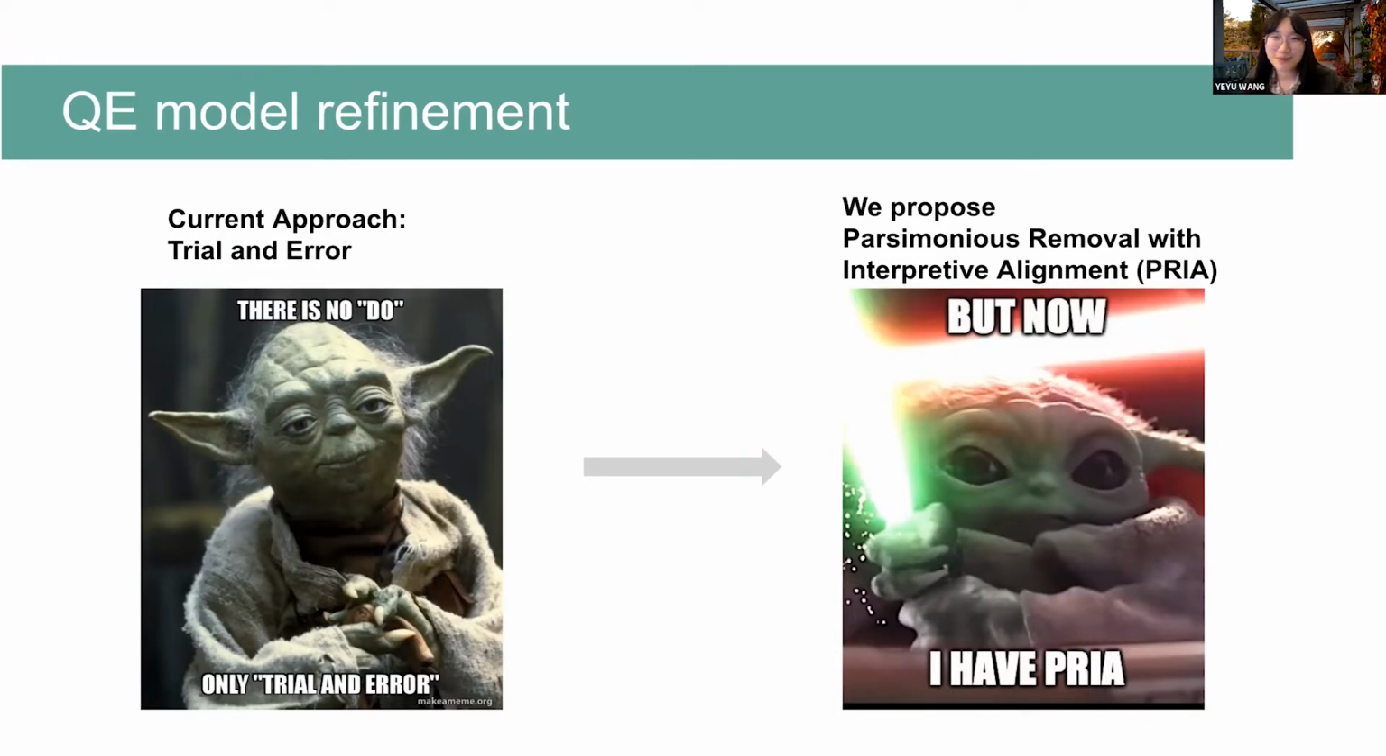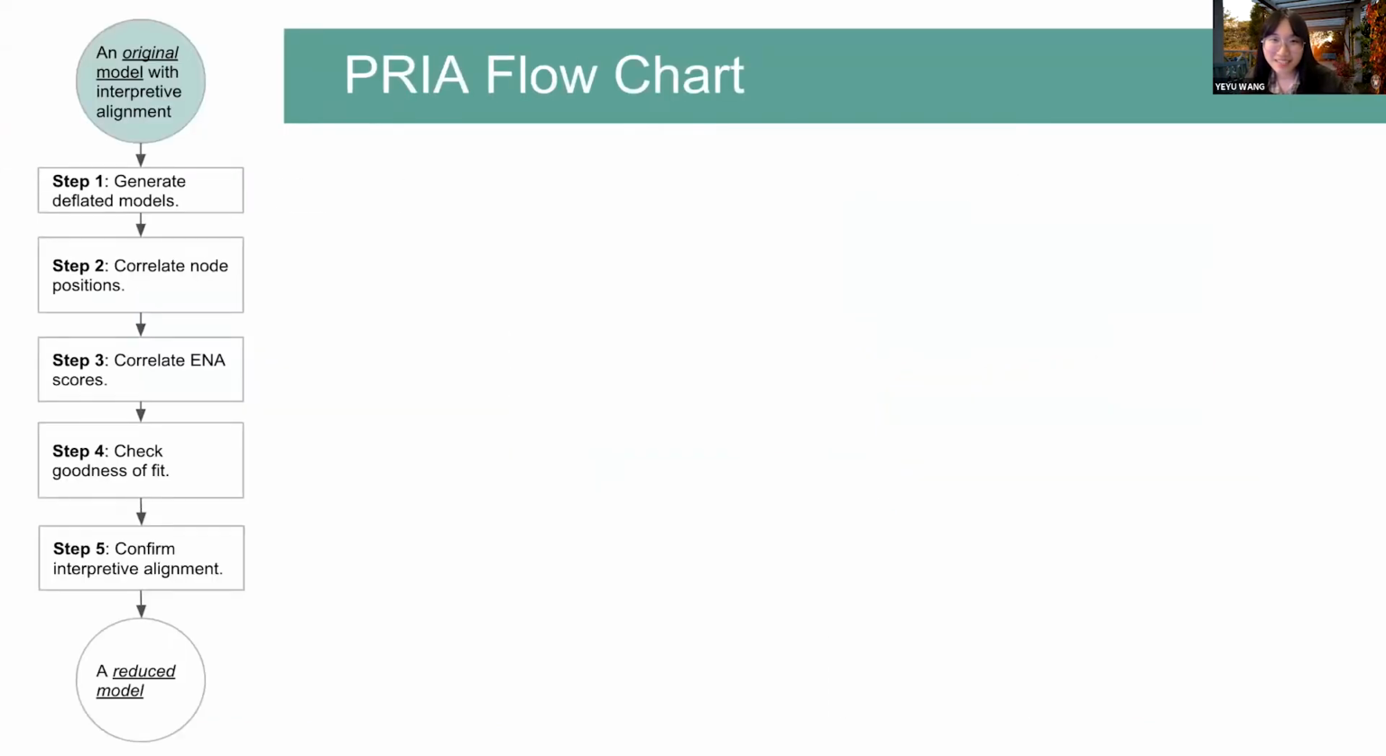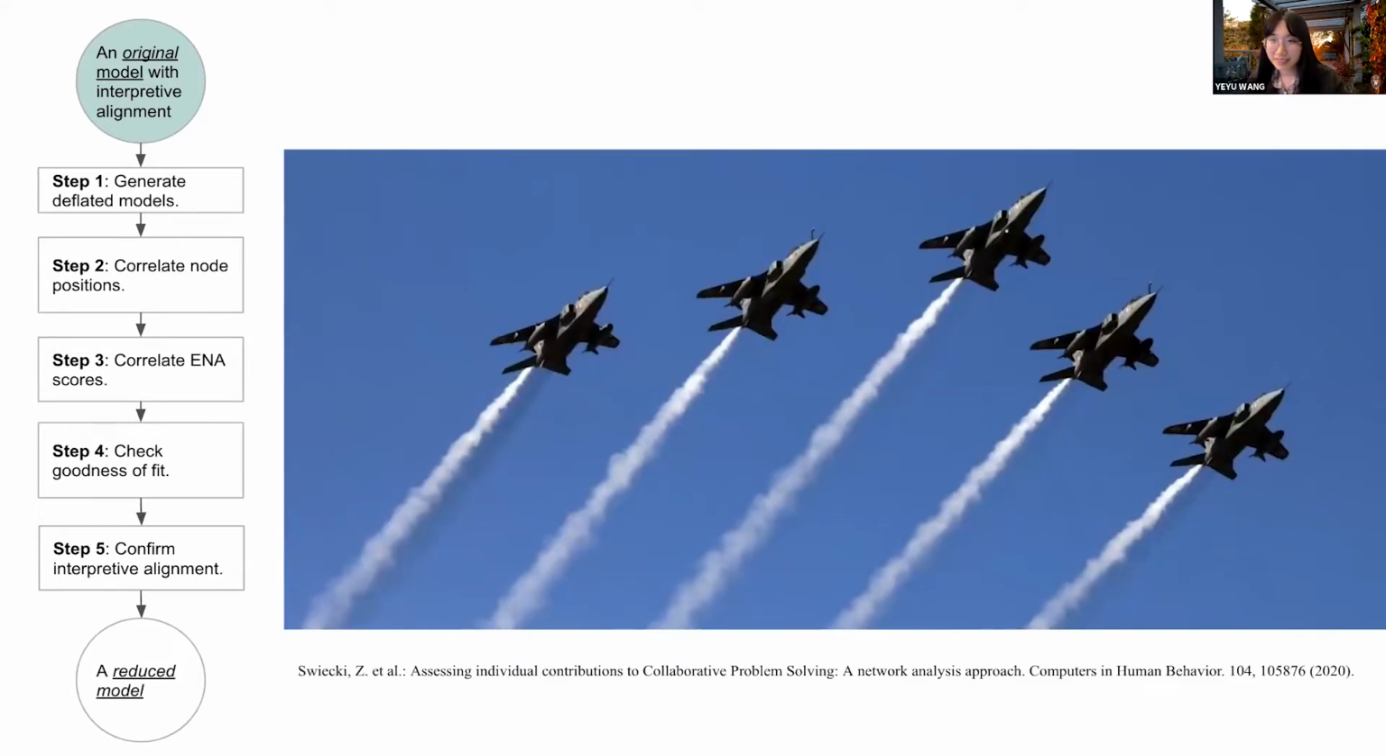as our baby Yoda. To test out PREA, we first need an original model with interpretive alignment. So we picked the dataset collected by Zach Zwicky and his colleagues. This dataset was collected from a military training program. Participants collaborated as teams to identify and assess potential hostile vessels. We usually call those vessels tracks.